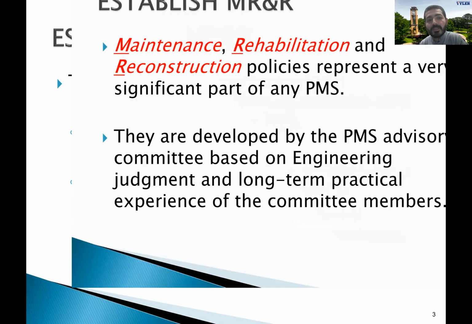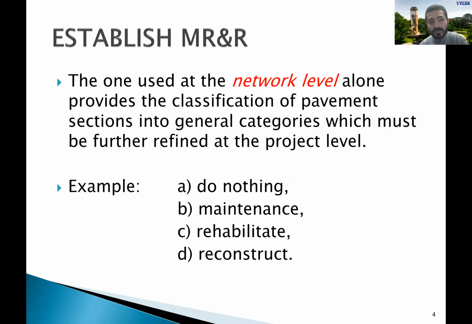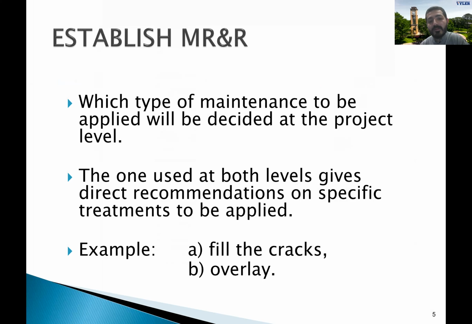So how do we do it? Again, we do it through different types of policies. We can use only the network level, or it can be used at both network level as well as project level. And then we've talked about how we can establish MR&R at the network level. It can be as simple as a decision tree, and if you have certain distress, you can do nothing. If you did not see that distress or the extent and severity is very low, or you can go through a maintenance, rehabilitation, or even a reconstruction, depending on how severe the problem really is.